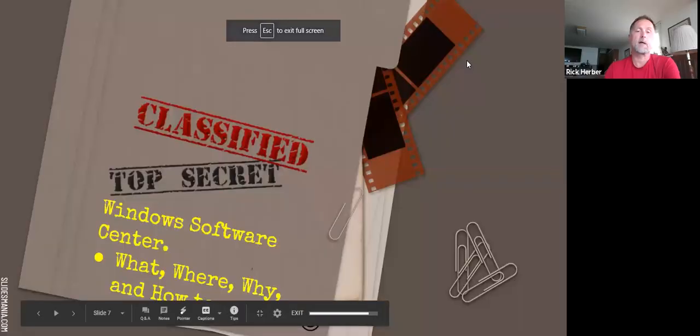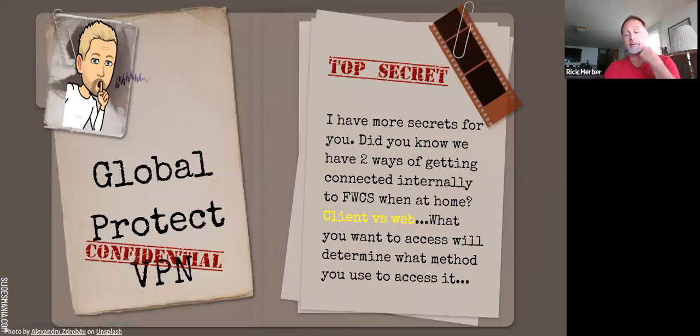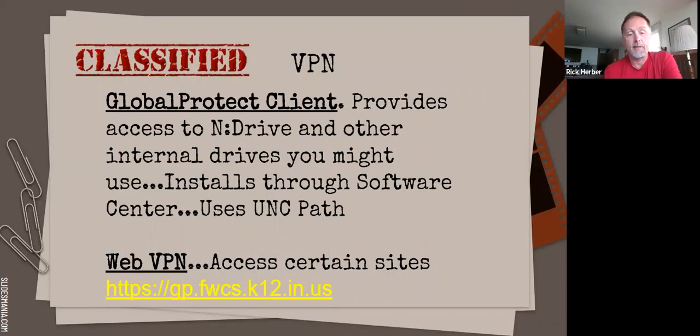Correct. So what I'm going to talk about next then is the two ways that we can access our intranet or internal sites. One is the Global Protect VPN, like I mentioned. The other has a web interface that you can connect to. The Global Protect would be in that client under the Software Center, and then the web VPN would be at the address listed before. And I will walk through that in just a second here. Let me hit escape to get out of here.